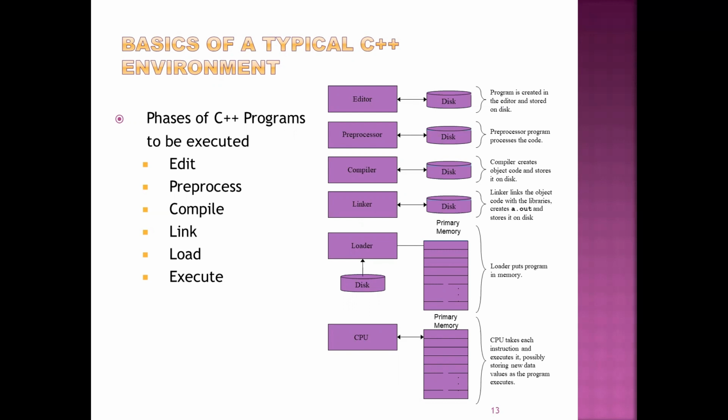In phase 2, you can see that we have the preprocessor for the phase preprocess. So you give command to compile the program, but in a C++ program, a preprocessor program executes automatically before the compiler translation phase begins. So we call preprocessing as phase 2 and compiling as phase 3.